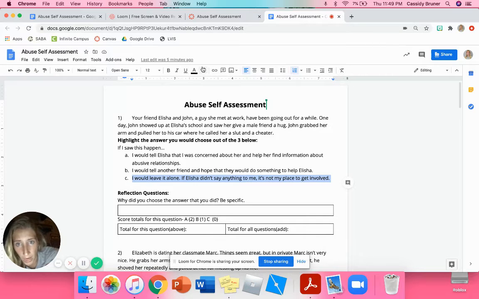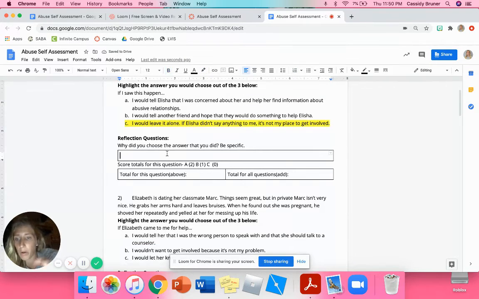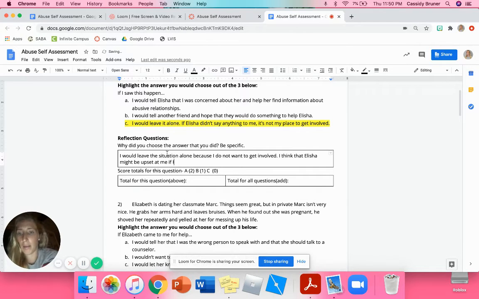I'm going to highlight this answer, whatever color. You see this little highlight button? You highlight the answer in whatever color you want. Then I'm going to defend why I chose the answer that I did. I'm going to say, I would leave the situation alone because I do not want to get involved. I think that Alicia might be upset at me if I start getting into her business. Whatever, okay?